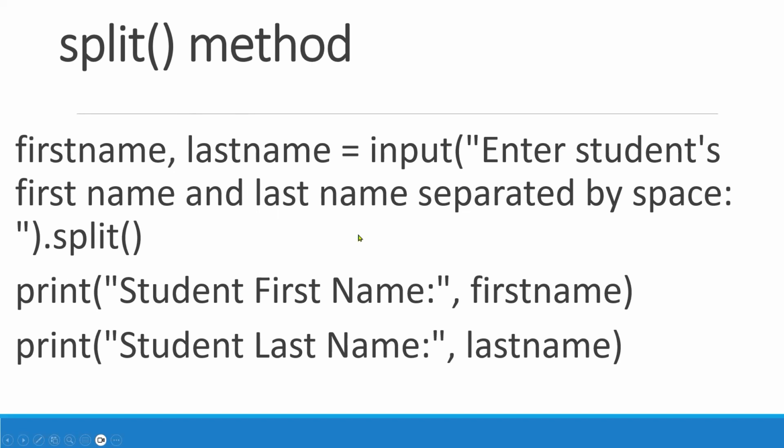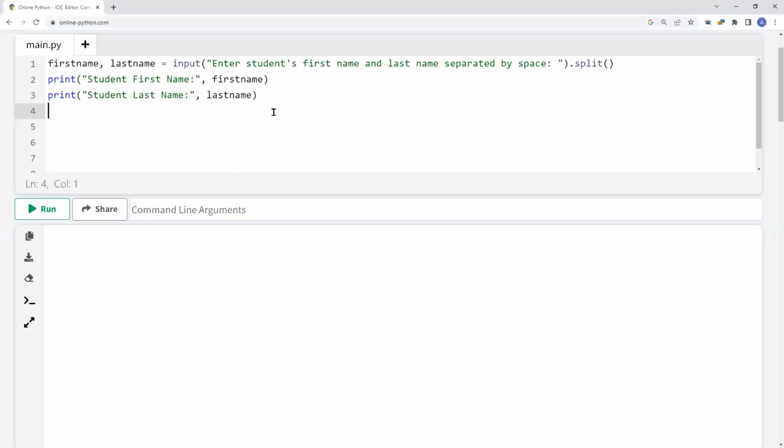So here's an example of how to use the split method. Let's go to the Python interpreter. I've typed in the program that you just saw earlier on my PowerPoint slide. Now, here I have first name, last name. So I have two variables here, but I only have one input statement. Here I'm asking the user to input the student's first name and last name separated by space. It's important to indicate how you want the user to separate entering first name and last name. So I'm very specific in my prompt to say it needs to be separated by a space.